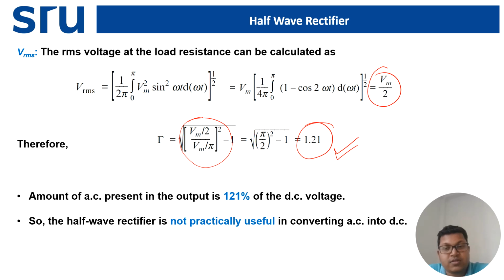So the amount of AC present in the output is 121% of the DC. That means more than DC. So the half wave rectifier is not practically useful in converting AC into DC, as we already proved. It has more than 100% of AC in the output, so we cannot really say that it is DC at all.